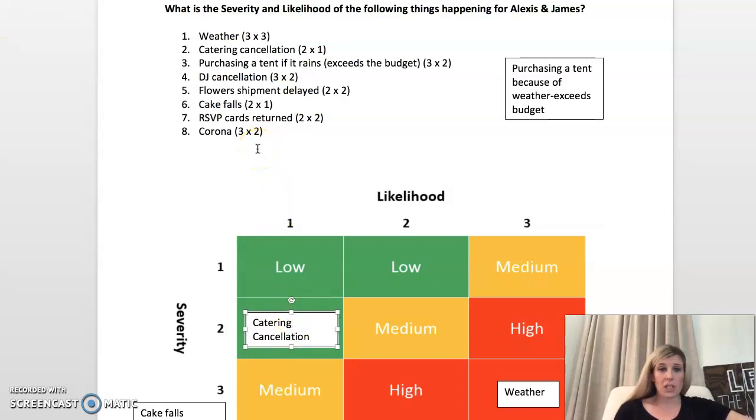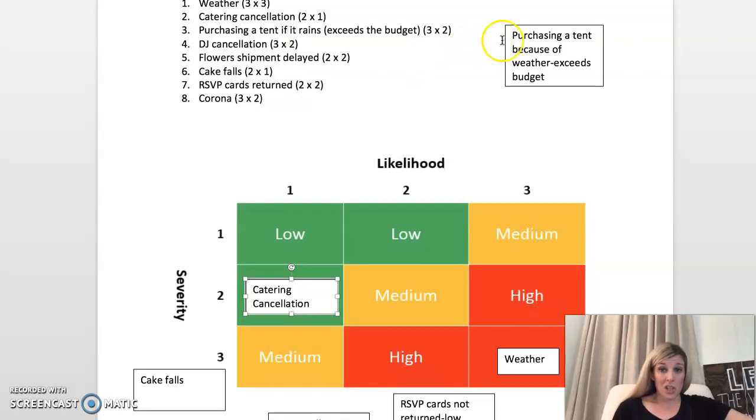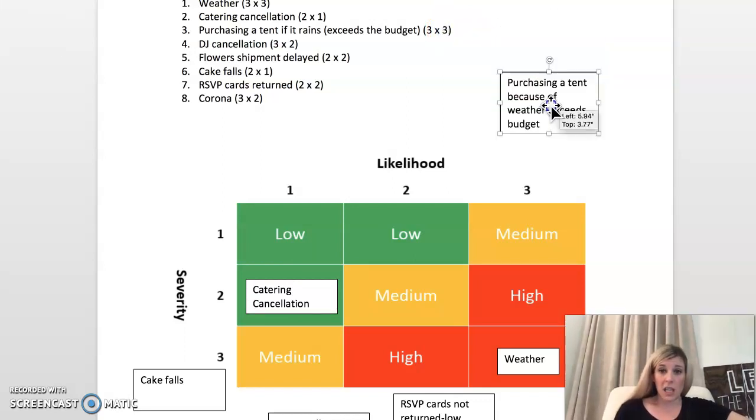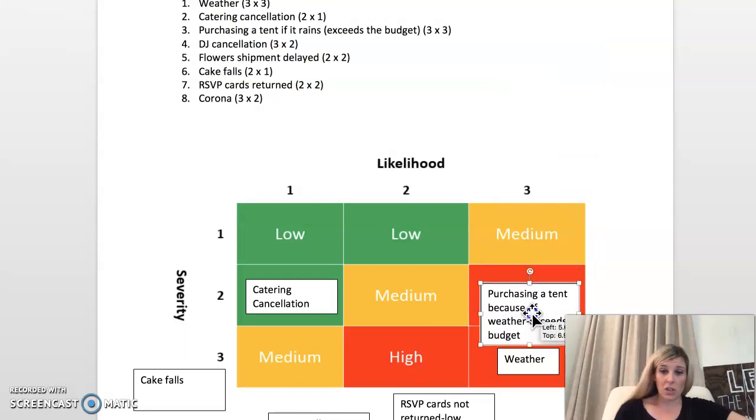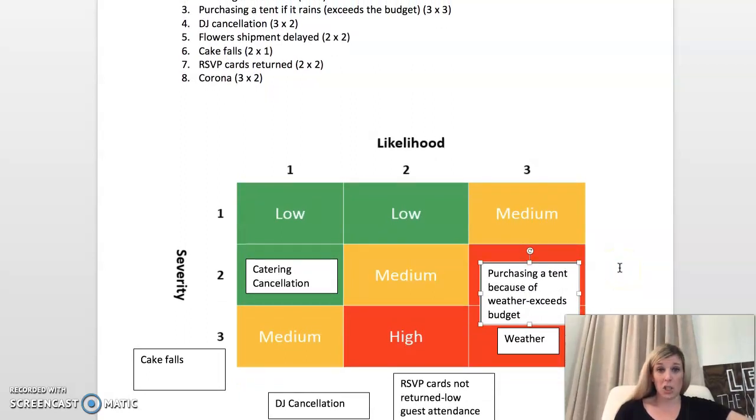Now, purchasing a tent if it rains, which would exceed the budget. As we've mentioned, when we're looking at the critical success factor of the budget, the severity is pretty severe because it's going to severely affect the budget. And again, the purchasing the tent if it rains, the likelihood is also, I would actually correct that, it would also be a 3. So we would pull it down here to a 3x3 as well. So purchasing the tent if it rains, it's pretty likely, and it's pretty severe on the budget.